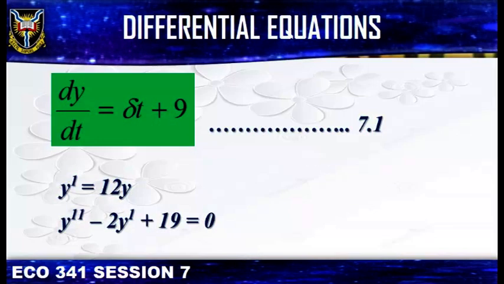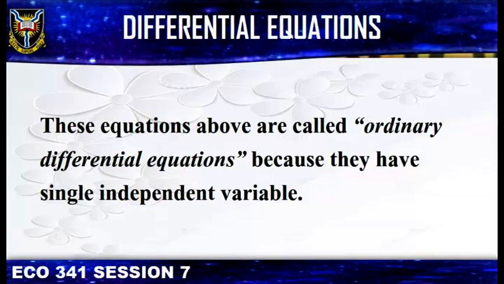dy/dt is equal to 2t plus 9, equation 7.1. y prime is equal to 12y. y double prime minus 2y prime plus 19 is equal to 0. These equations above are called ordinary differential equations because they have a single independent variable.